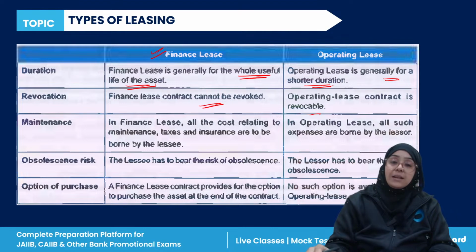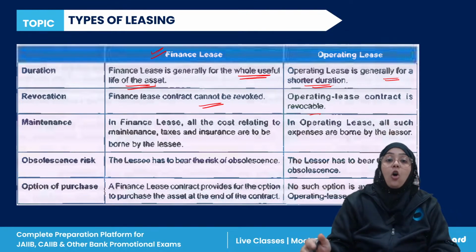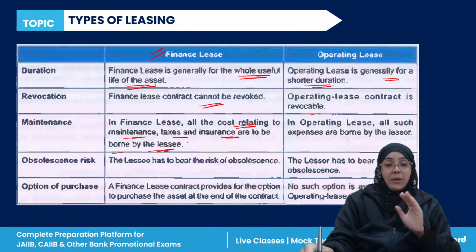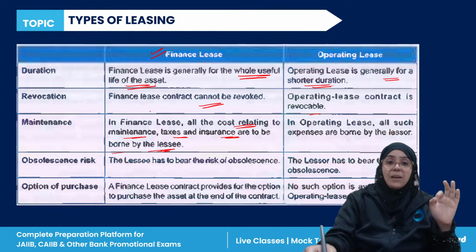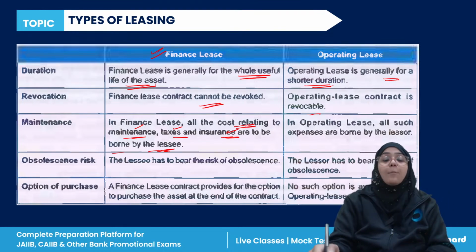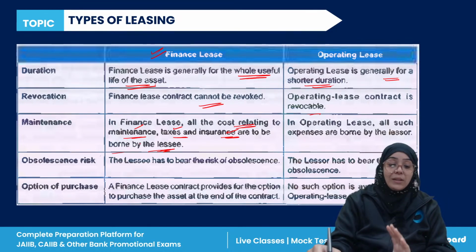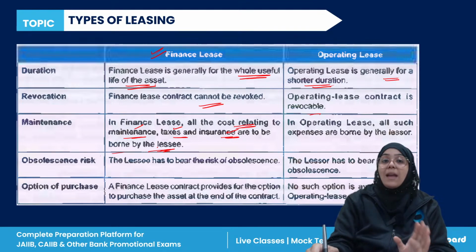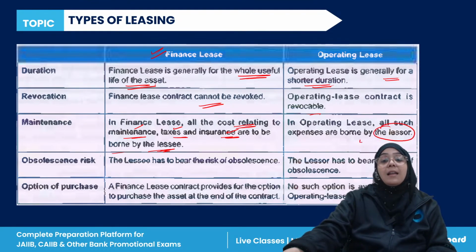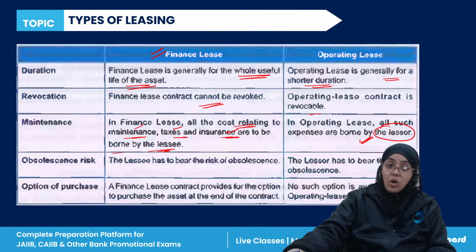Next, if we talk about maintenance, in a finance lease, all the costs relating to maintenance, taxes, and insurance are borne by the lessee, right? So here, the lessee is responsible for all the costs, like maintenance cost, taxes, insurance, everything rests in the hands of the lessee. Whereas in an operating lease, all such expenses are borne by the lessor, because it is for a shorter period.